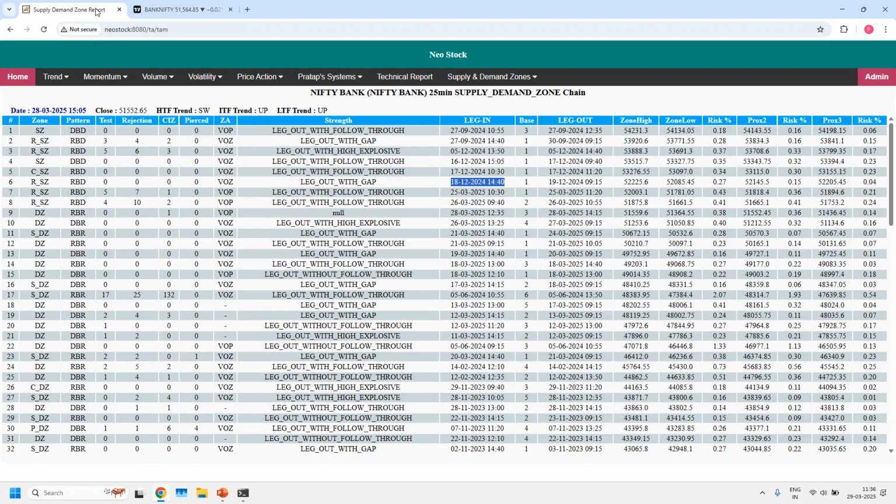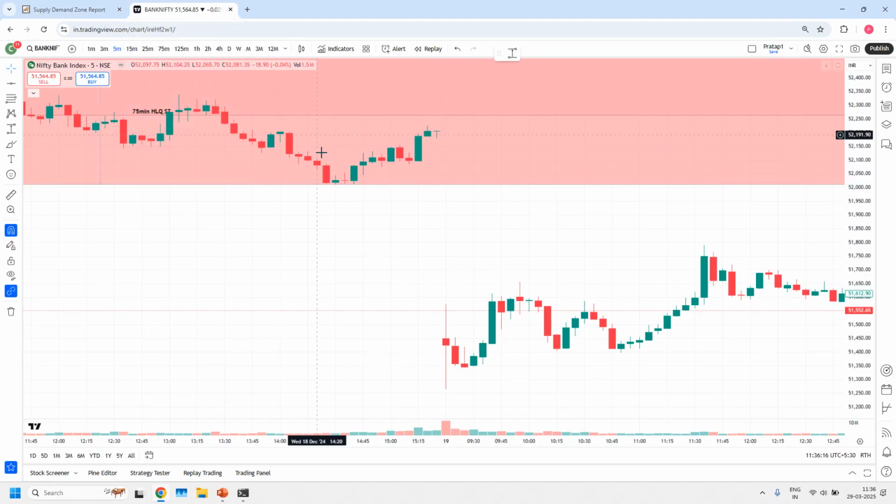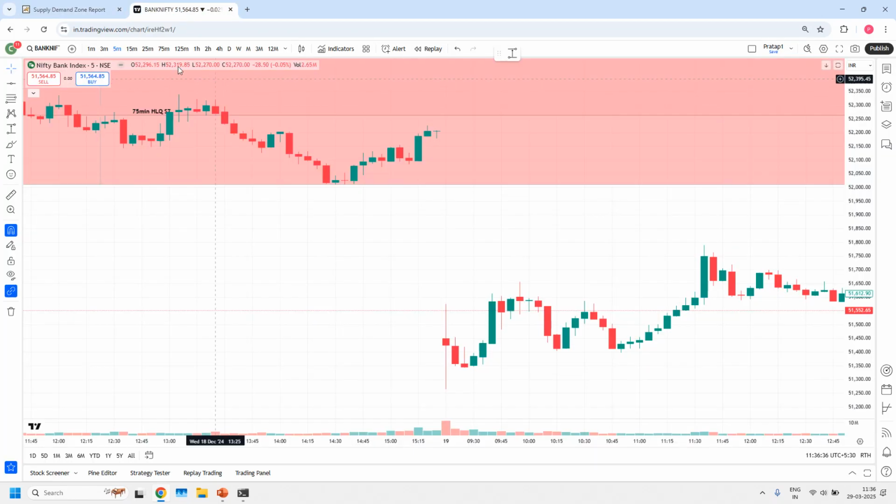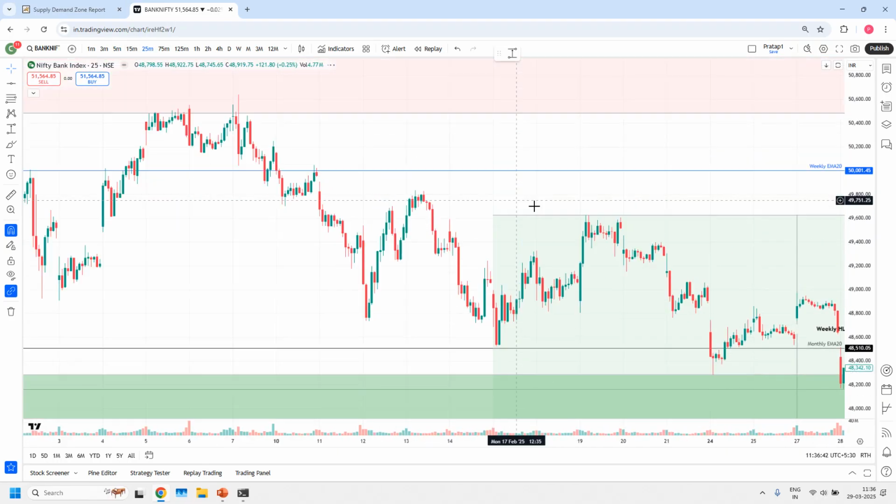13:55. When it is showing 14:40. 18/12, 14:40. Where is it? This is 14:40. Something is wrong. Which time frame am I in? Sorry. I'm in 5 minutes. I didn't change the time frame. Going back to the 25 minutes time frame.